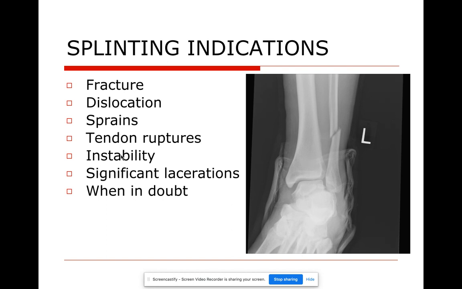For instability, if they feel really loose, or significant lacerations. We went over lacerations when we were looking at wound types, and a laceration was a jagged cut. We could stabilize it and make sure that the wound and the cut doesn't open up more and get any worse. And then just when in doubt, you would want to splint. It's not going to hurt them if you apply it correctly, so it should only help them.